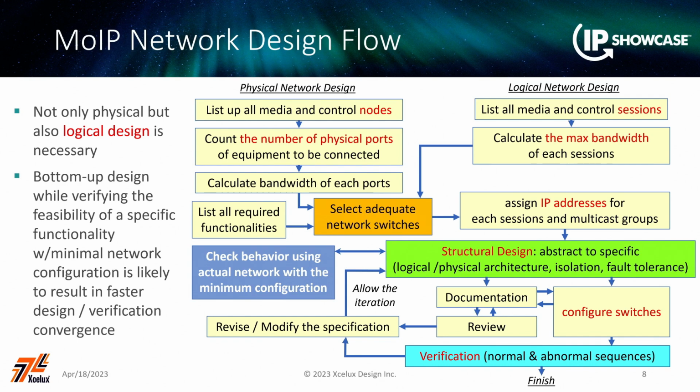And then select adequate network switches. And the next is another important thing. We have to assign IP addresses. IP addresses I will talk about later, with some tips to assign the IP address. And then we have to structure the design with the logical and physical architecture and the isolation, etc. And we have to make documentation and configuration of the switches, and review and verification. Verification, I talked about at the previous presentation at IBC last September. So if you are interested in how to verify the MoIP, please watch the YouTube video.